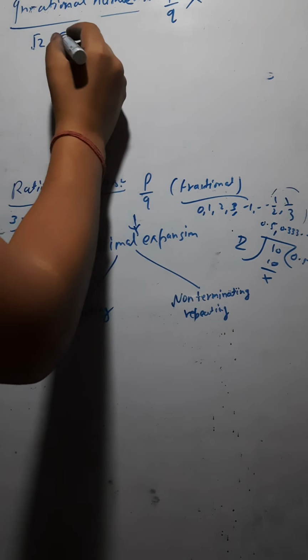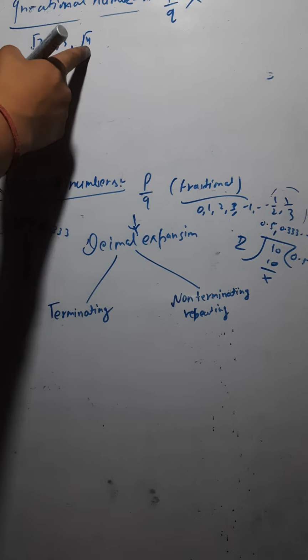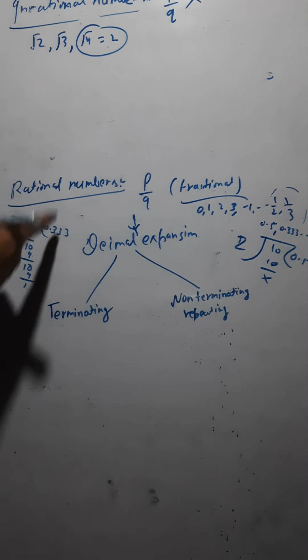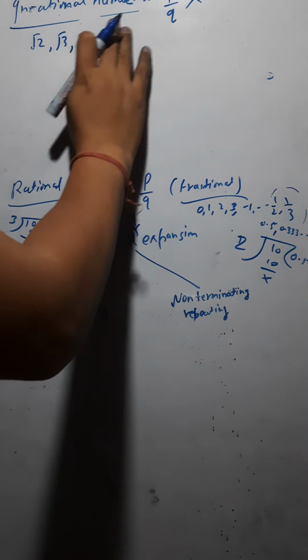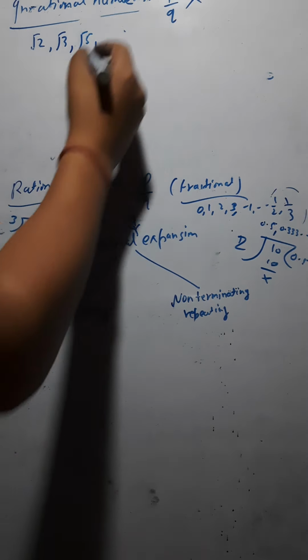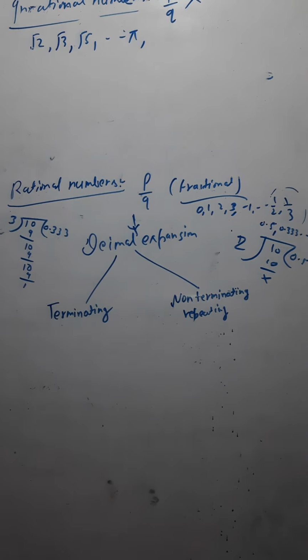Similarly, you have under root 3, an irrational number. Under root 4 also? No. Under root 4 is a perfect square, so under root 4 can be written as 2, and 2 is a rational number. So under root 4 is not an irrational number. Then you have under root 5. Yes, under root 5 is also an irrational number. Then many others are there. Then you have pi also. Pi is also an irrational number.